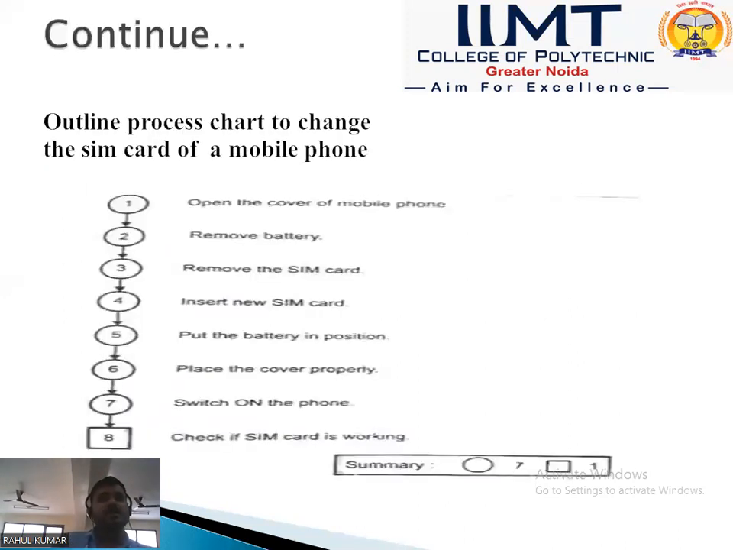For example, here we are taking an example of changing a SIM card of a mobile phone. First, what we are doing: open the cover of the phone.